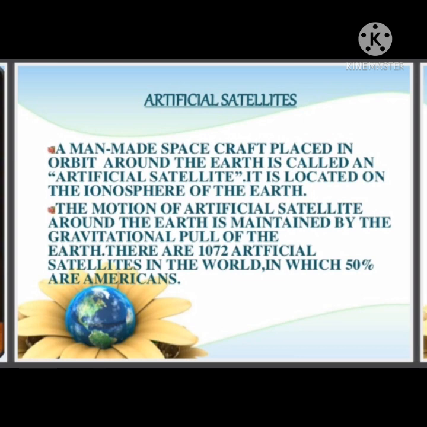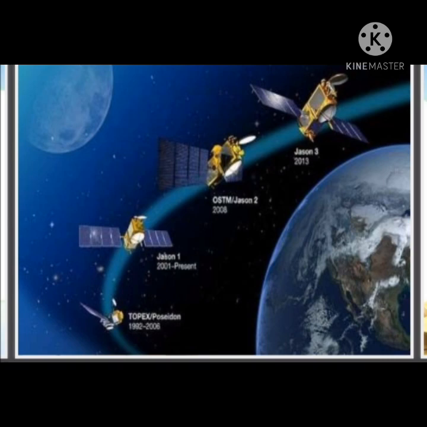So we know that Neil Armstrong was the first person to land on the moon, and many spacecraft, that is artificially made satellites, were sent to do many researches. So you can see here how the satellites are placed around the Earth.